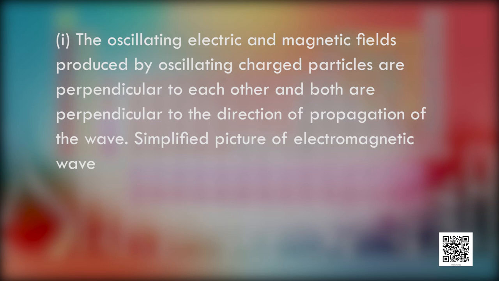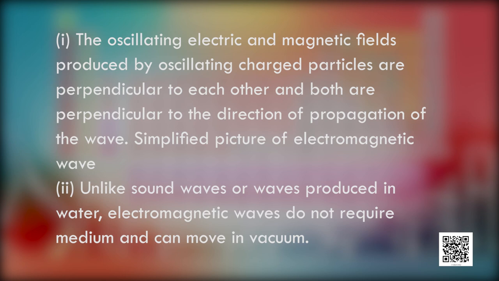Although electromagnetic wave motion is complex in nature, we will consider only a few simple properties of electromagnetic radiation. The first one: the oscillating electric and magnetic fields produced by the oscillating particles are perpendicular to each other. That means, if the electric field is in the x direction, the magnetic field would be in the y direction. So, they are perpendicular to each other. And the second: unlike sound waves or the waves produced in water, electromagnetic waves do not require a medium and can move in vacuum.